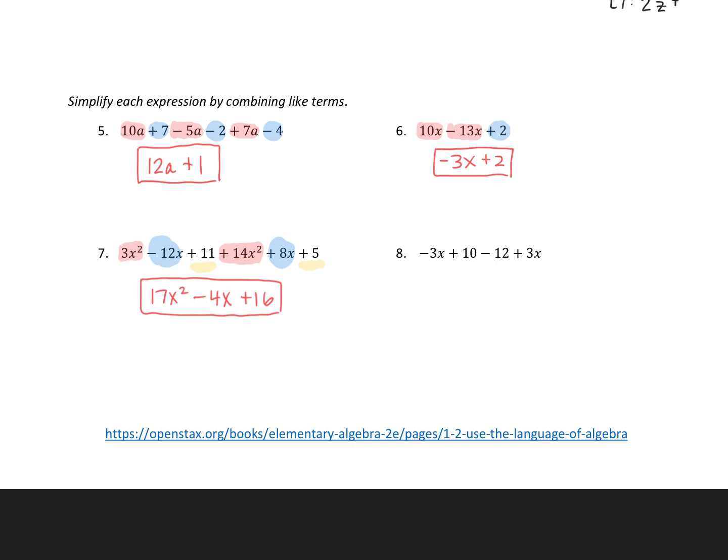Number 8, same thing. We've got negative 3x and a positive 3x. So those are our x terms. And then we have a positive 10 and a negative 12. If we're looking at the x terms, we have a negative 3 and a positive 3. Those are opposites. So those cancel out because they add to 0. So those are gone. Now all we have left is the constant terms, and that's 10 minus 12, which gives us a negative 2.